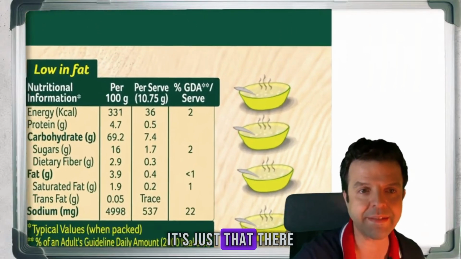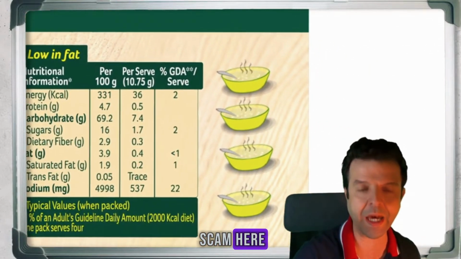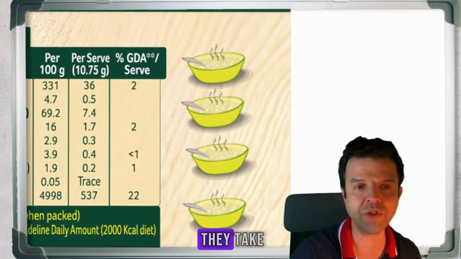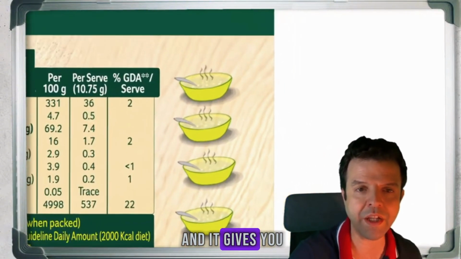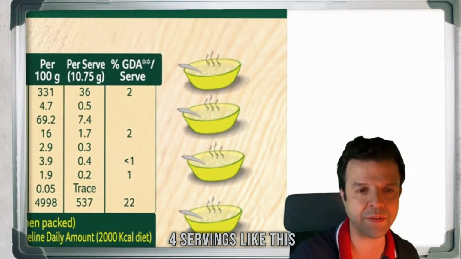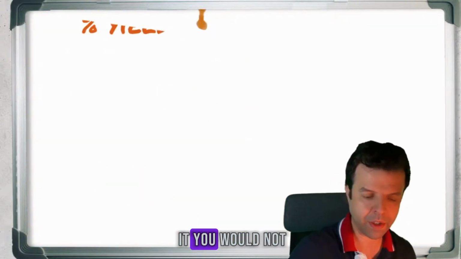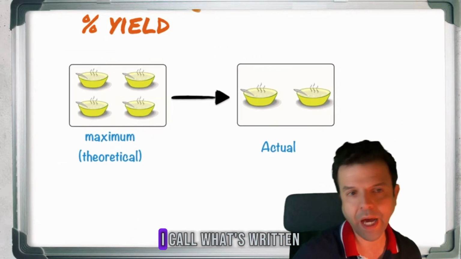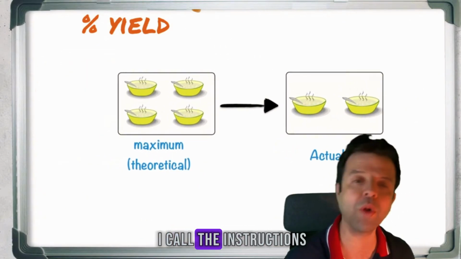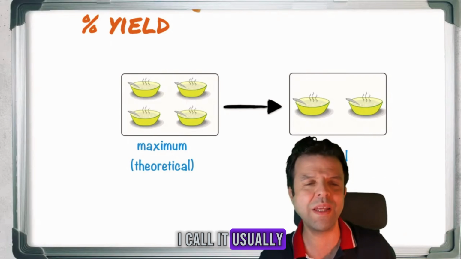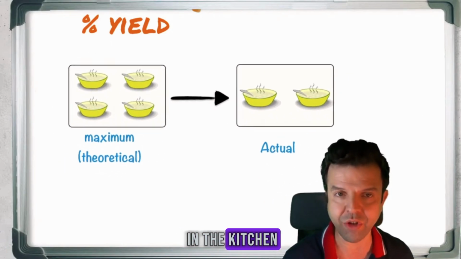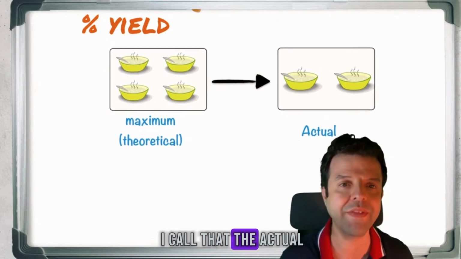It's just that there is a bit of a scam here when it comes to those soup packets. They show you in the instructions that if you buy one of these, it gives you 4 servings. But if you try it, you would not get that 4. Usually, you get 2 servings. I usually call what's written in the instructions the theoretical, the maximum. And I call what you get in the kitchen or the chemistry lab the actual.